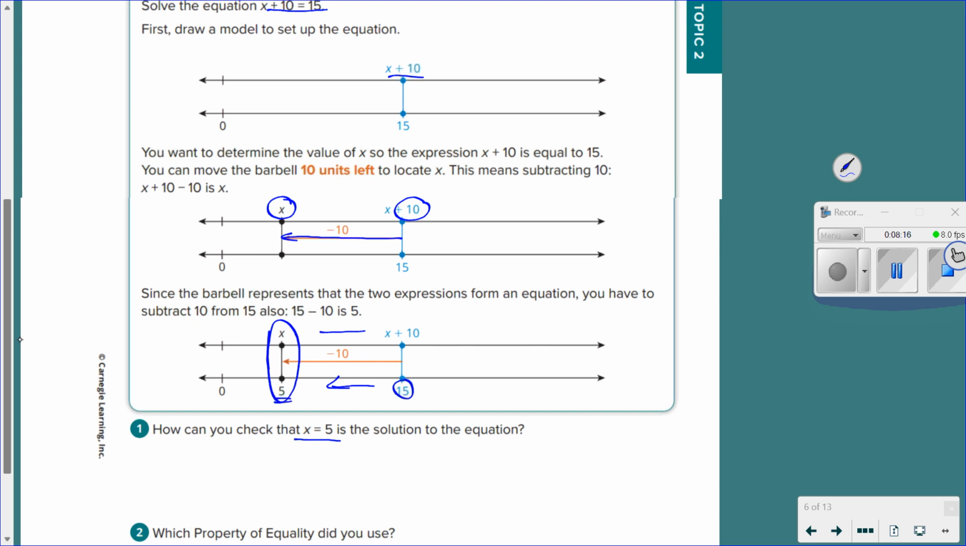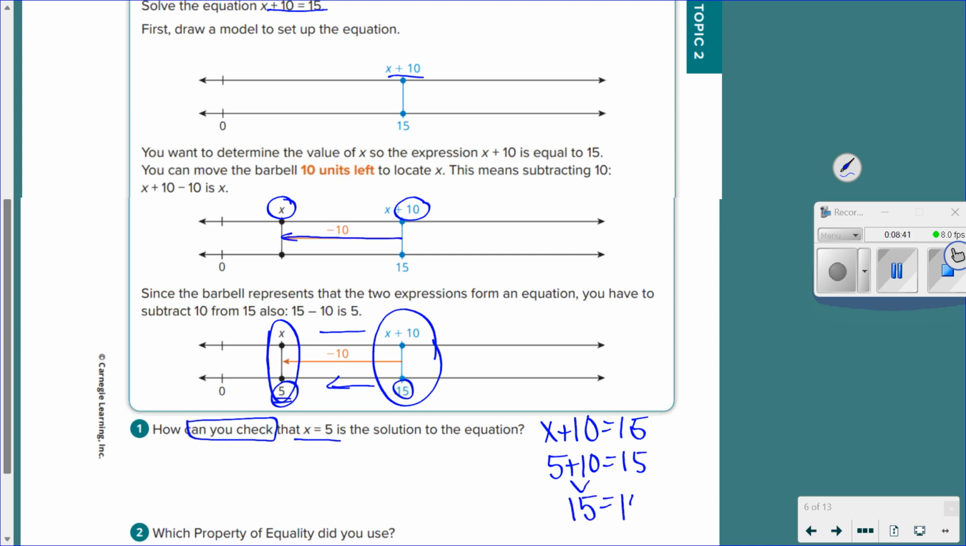Okay. If I'm going to check the solution, what do I need to do? I go back to my original equation, x plus 10 equals 15, and I'm now going to substitute the value in for x. So instead of x, I'm going to say 5 plus 10 equals 15. Does 15 equal 15? Yes. Check. That is what your check looks like. Everybody should have that written down, right?